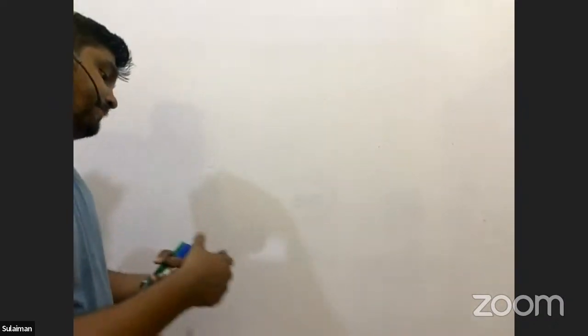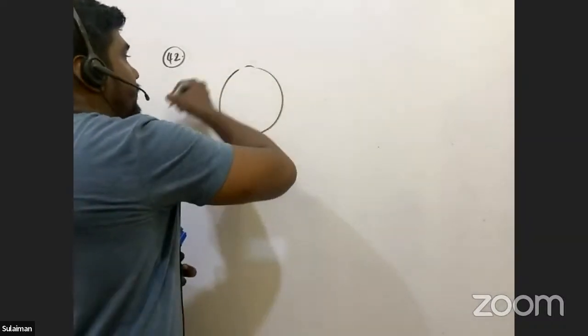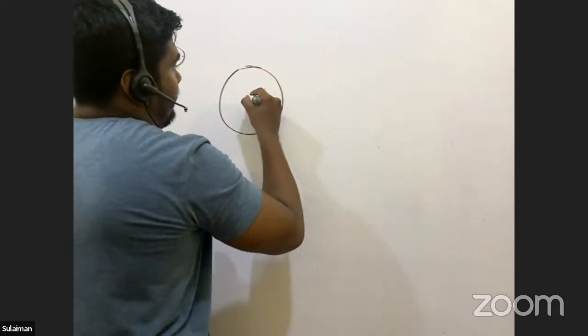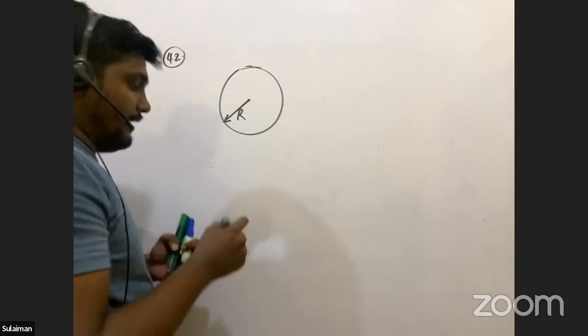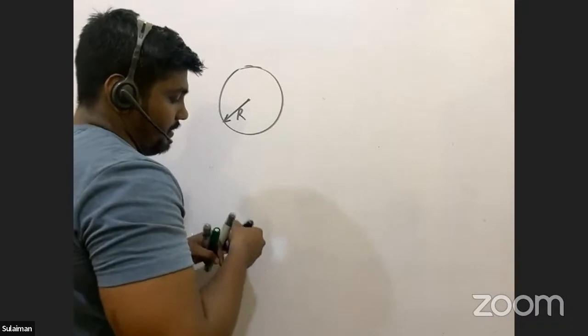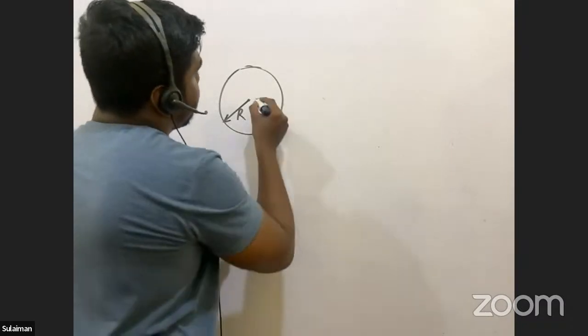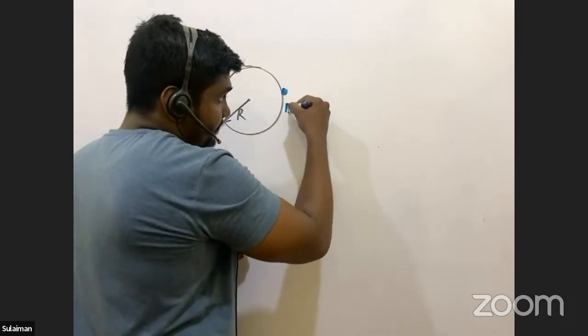The minimum velocity V that a particle should have in order to escape from a planet of mass M and radius R is given by. Let's say this is my planet, and the radius of this planet is R. Now there's an object exactly on the surface of the planet. Let's say the mass of this object is m.